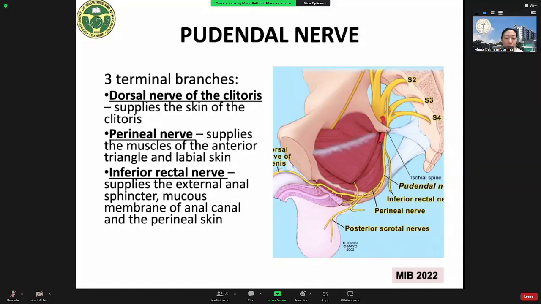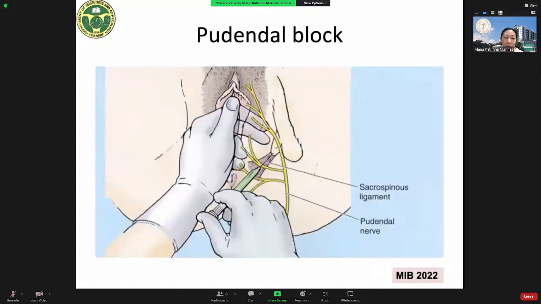So why is the pudendal nerve also important? This is where we can do our pudendal block. We can infiltrate local anesthetic to the pudendal nerve, and it will block that area. A very important landmark to locate the pudendal nerve is the ischial spine.